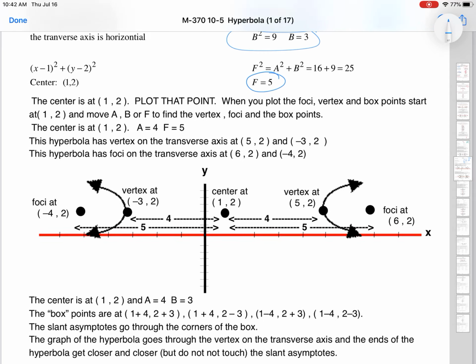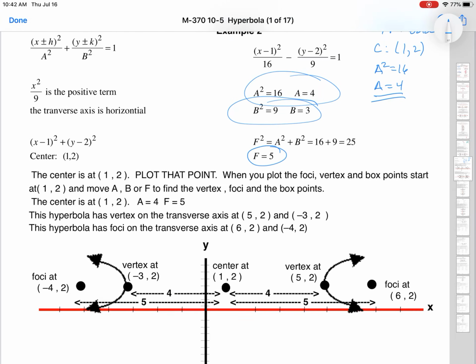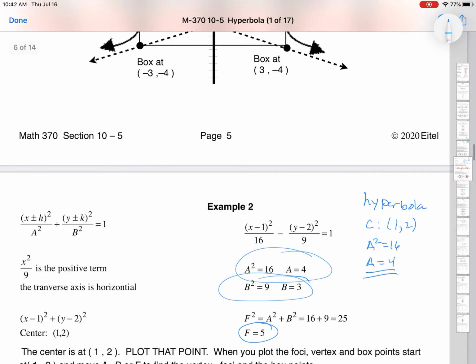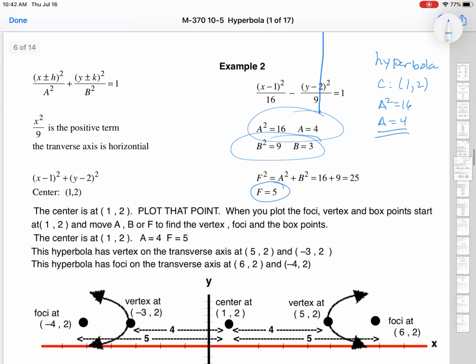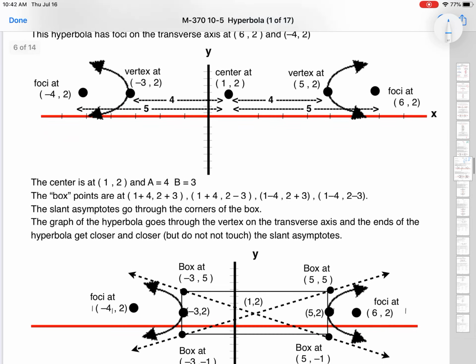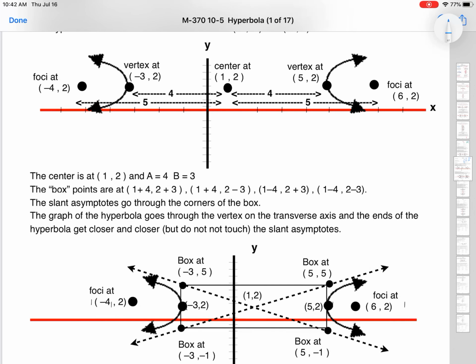Now, let's talk about this box. If you have a center that's not 0, 0, the box you've got to be careful about. It is A units out and back from the center and B units up from there. So remember, we had, I'll put them in blue, we had these points already.